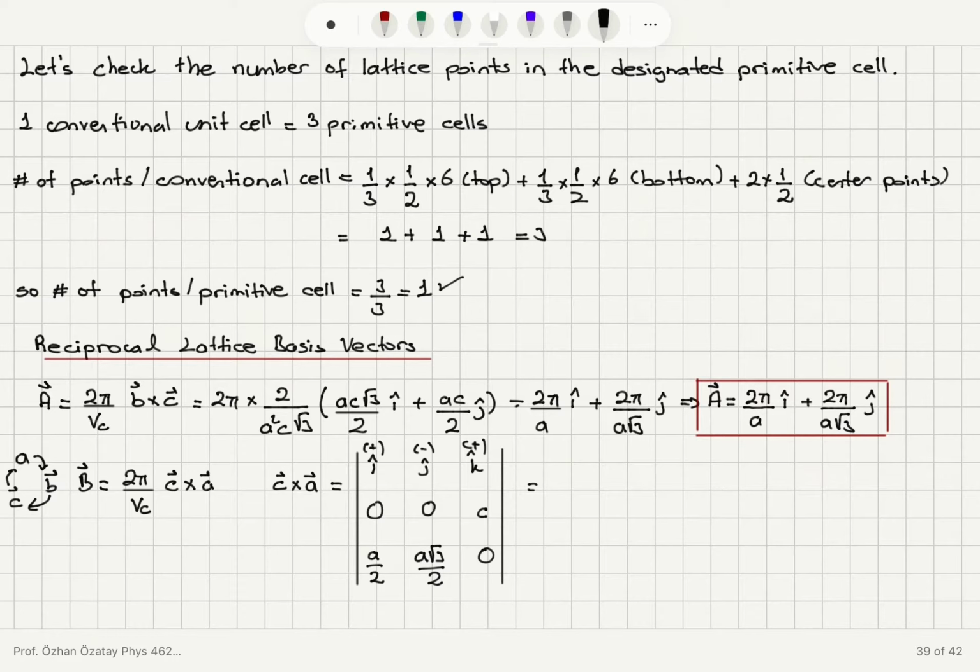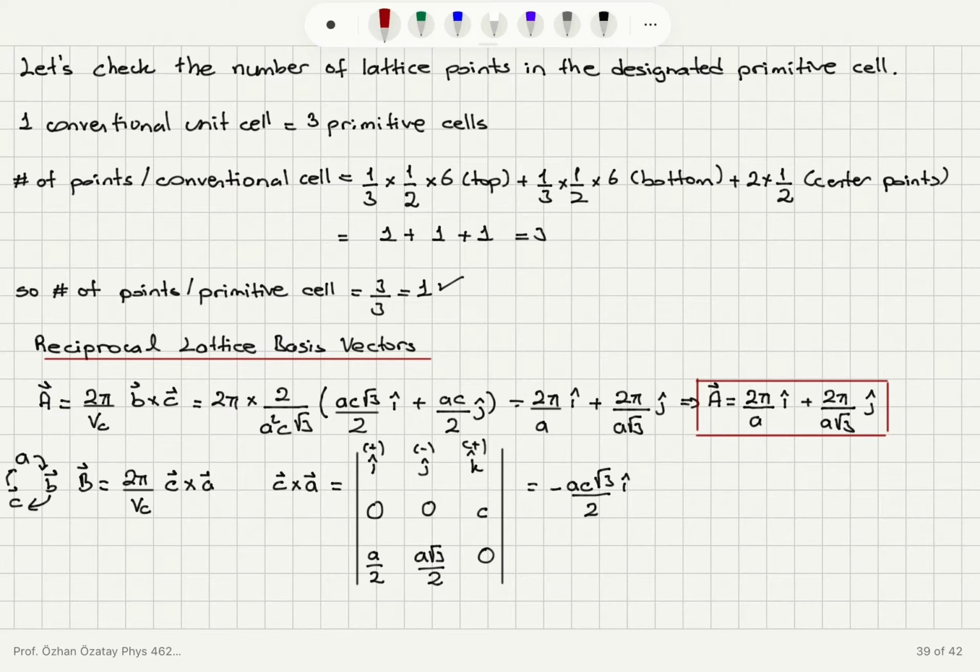So this will give us, for the I hat component, you can see first I will cross this row and the first column, and this will give me 0 times 0 minus AC square root 3 over 2, and because I have the plus sign here, plus I hat times AC square root 3 over 2. So this first term here will be minus AC square root 3 over 2 I hat.